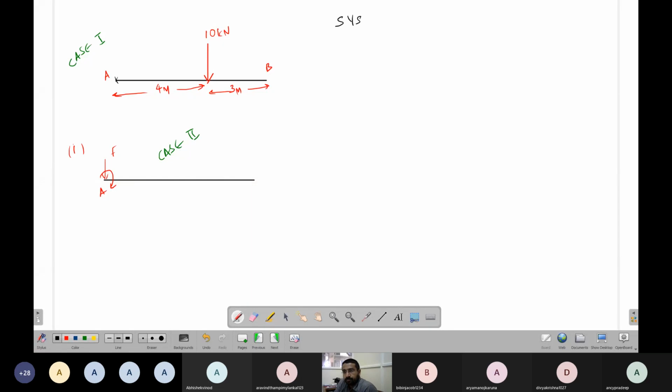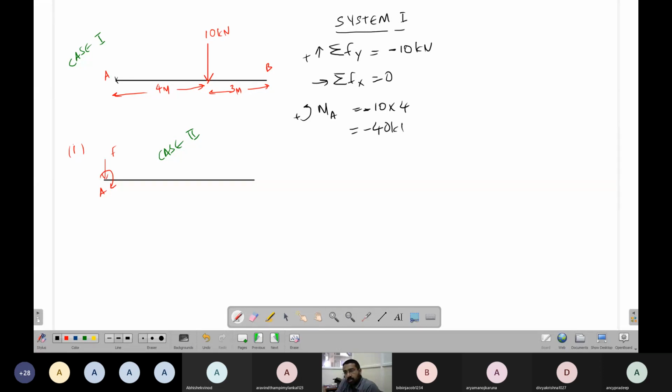So system 1, or case 1. Okay, system 1. What is summation of forces in y direction? Up positive, equal to minus 10 kilonewton. Earlier, that force is downward, minus 10. What is summation of forces in x direction? Let's say right positive, equal to 0. What is moment about A? Anti-clockwise positive. So moment about A is 10 into 4. It is trying to rotate in clockwise direction, so it's negative. Equal to minus 40 kilonewton meter.